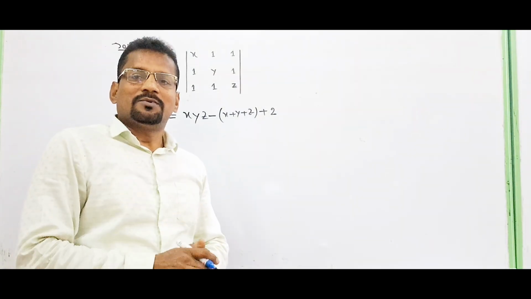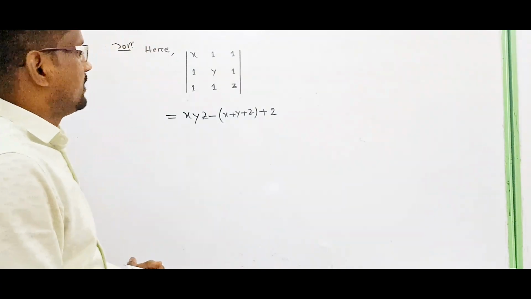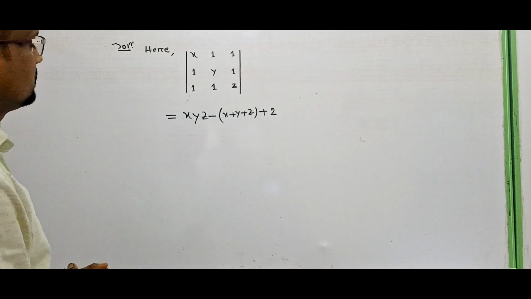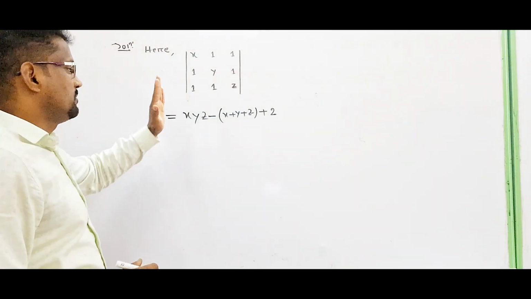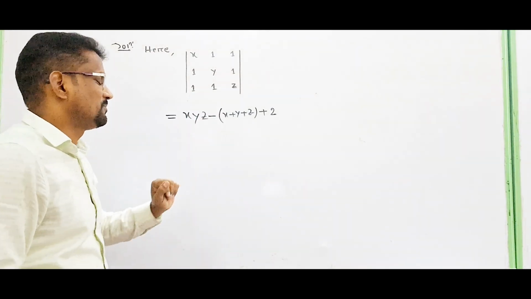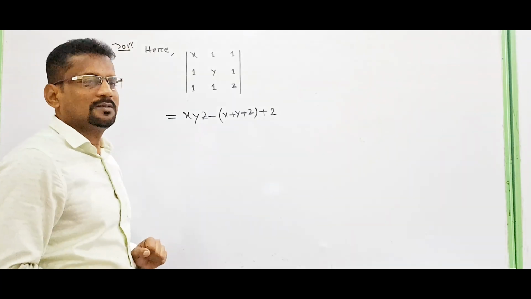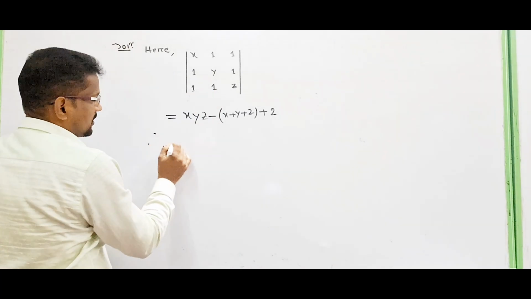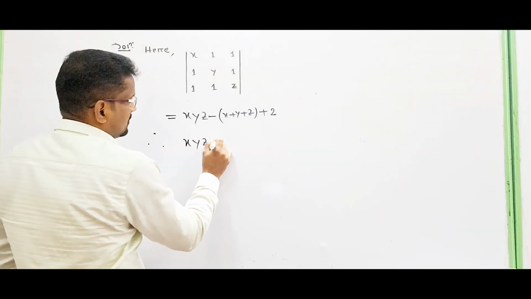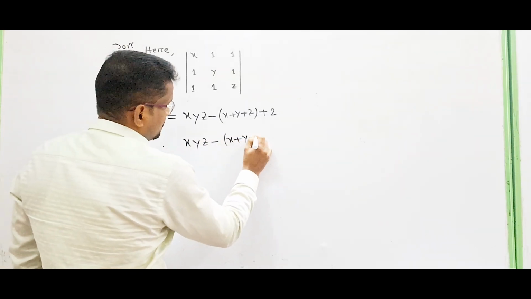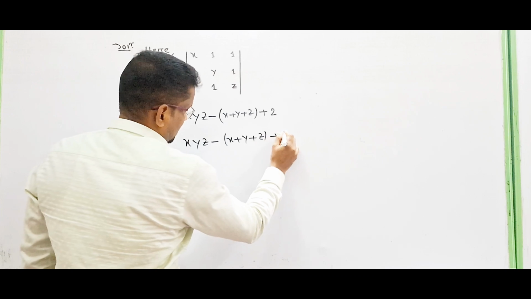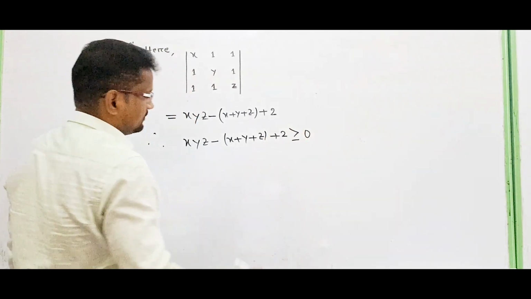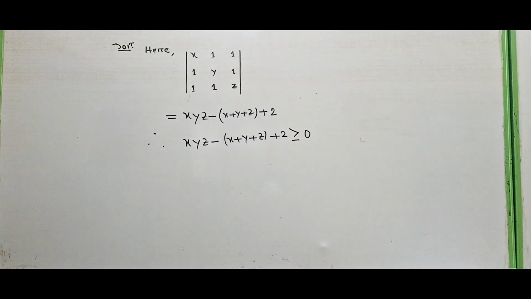Now let us come to the main problem. It is asked that value of determinant or simply the determinant is non-negative. Then what is the value of x, y, z? As the determinant is non-negative, therefore what you have to get x, y, z minus x plus y plus z plus 2 must be greater or equal 0. This is the fact. So as determinant is non-negative, that's why you have to get it.